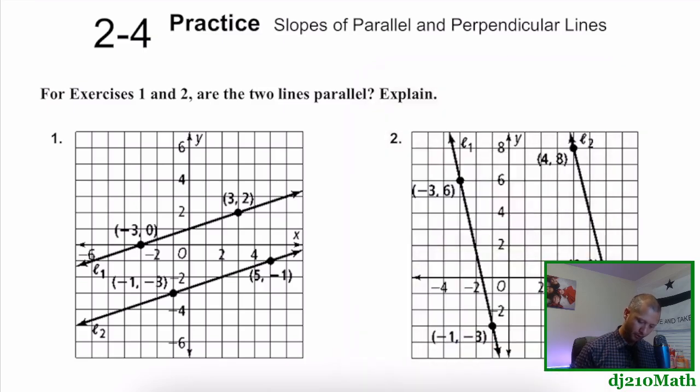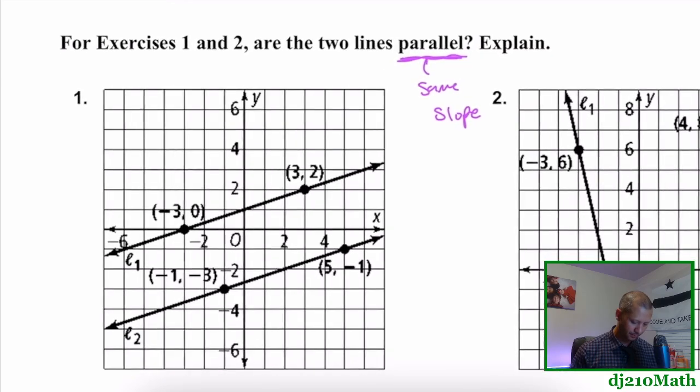Okay, for this to work, parallel means same slope. That's what we're looking for, right? The same slope. If two lines have the same slope, then they're definitely parallel. All right, so let's look at number 1.